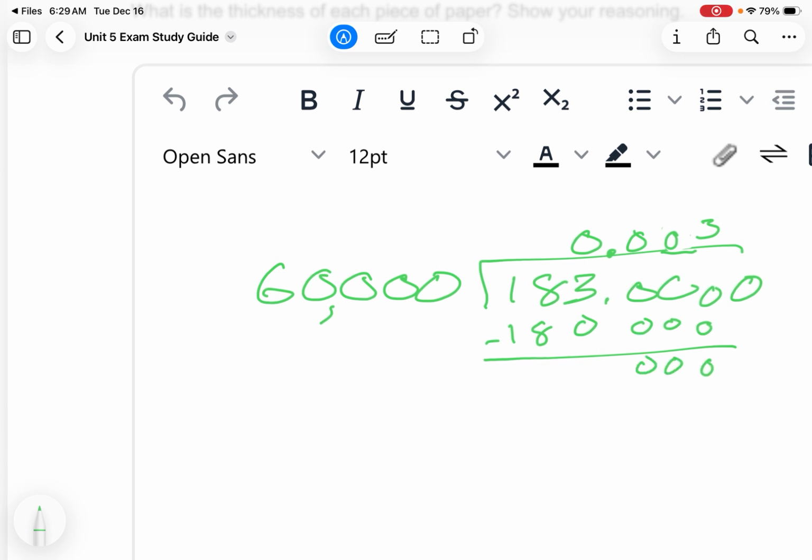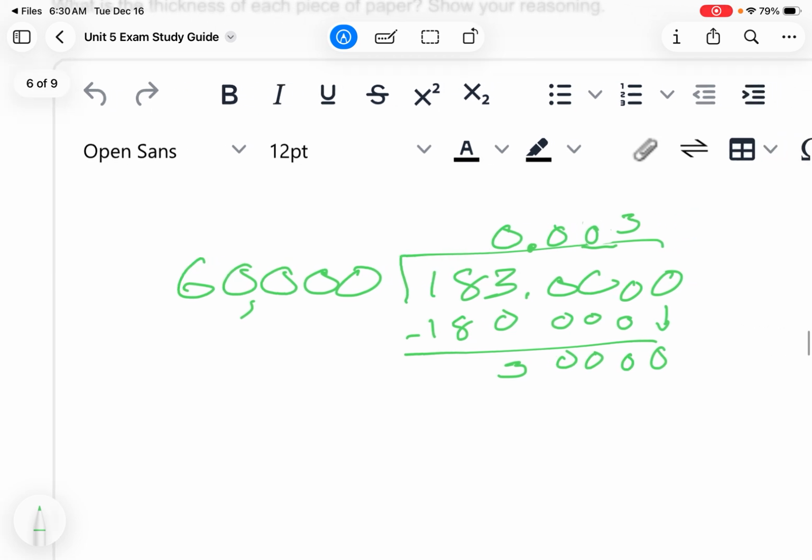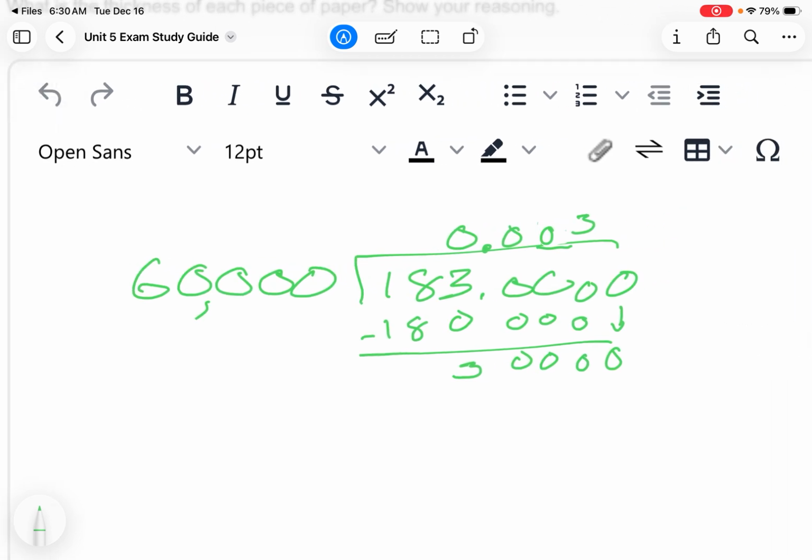Subtract. 3 minus 0 is 3. 18 minus 18 is 0. Bring down this, and we've got the next digits. And so 60 does not go into 30. So we add another 0. Bring one down. And so now we have 300,000.